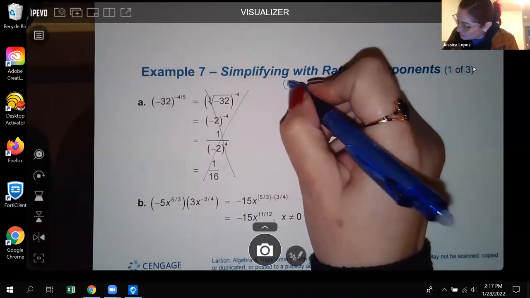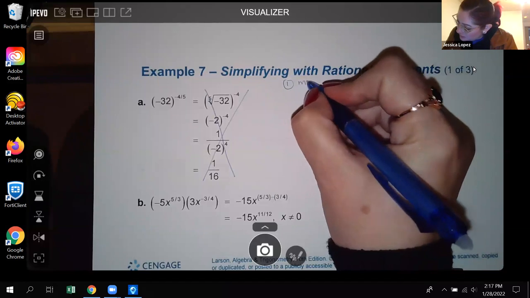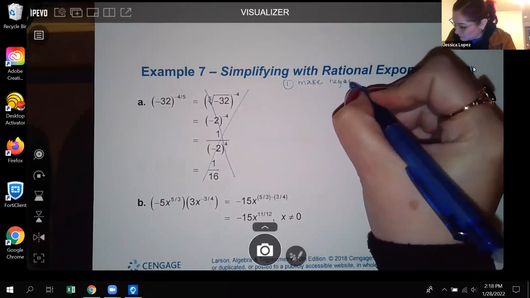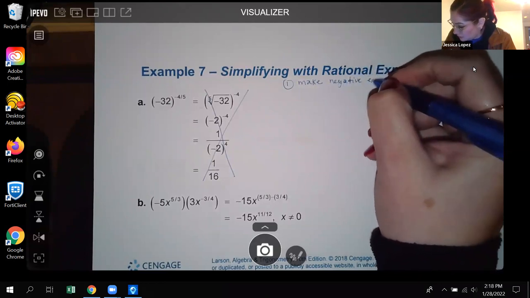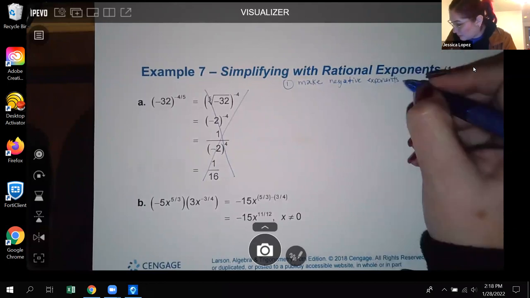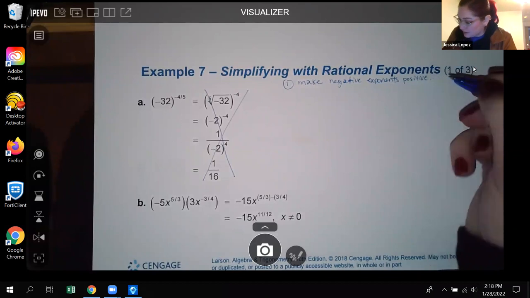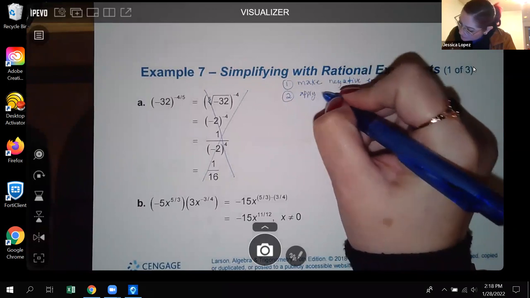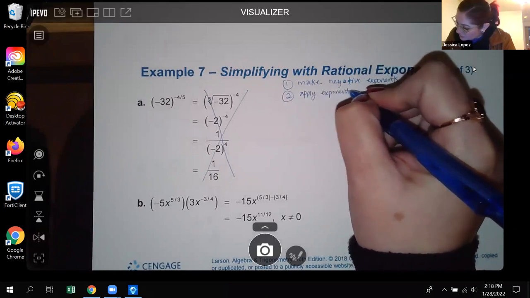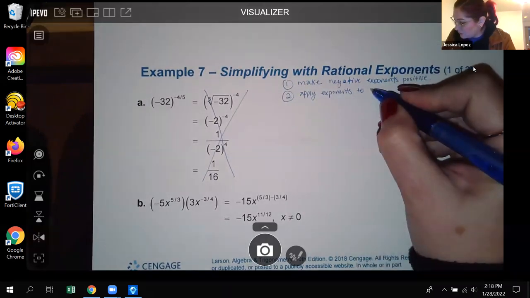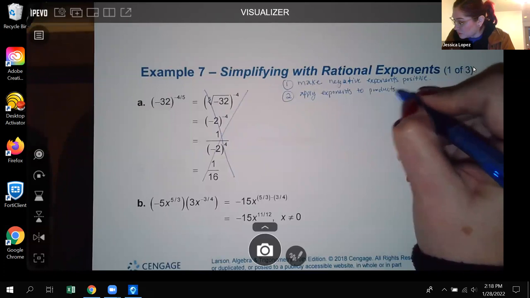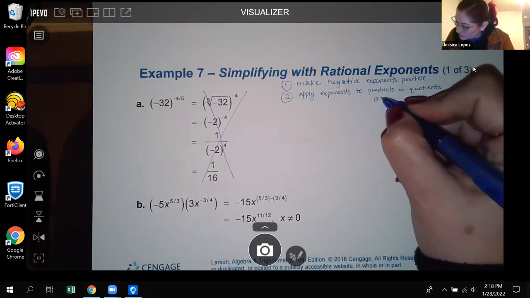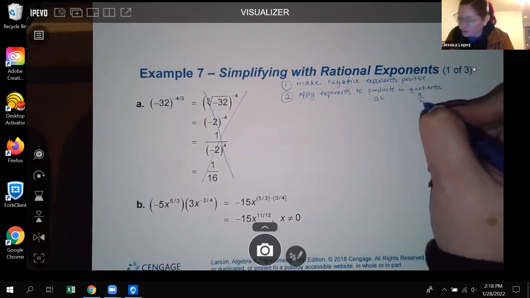I always make negative exponents positive. That's the first thing that I do. Once I do that, then I can apply exponents to products or quotients. What is a product? It's like when you have something times something else. What is a quotient? When you have something divided by something else, okay?